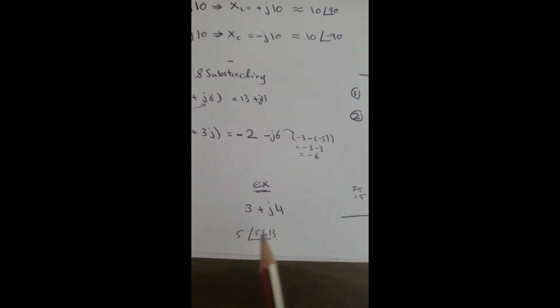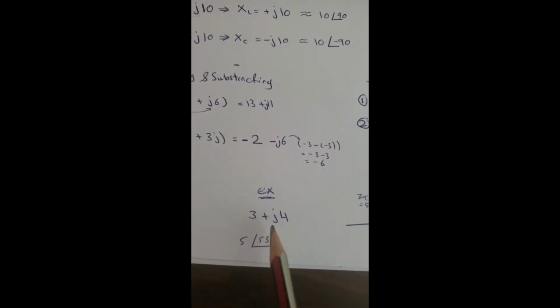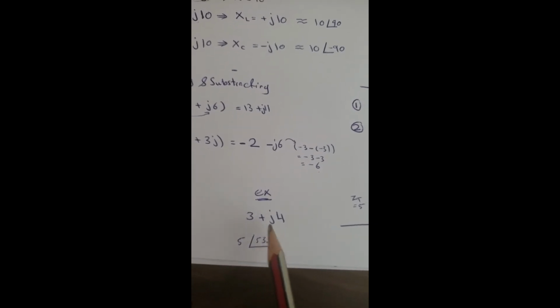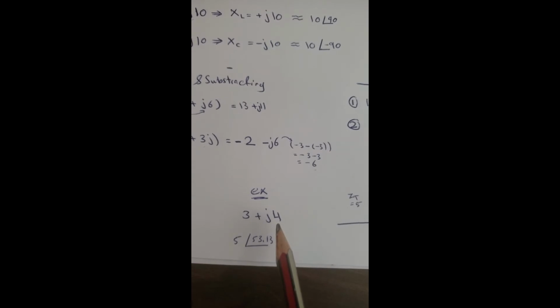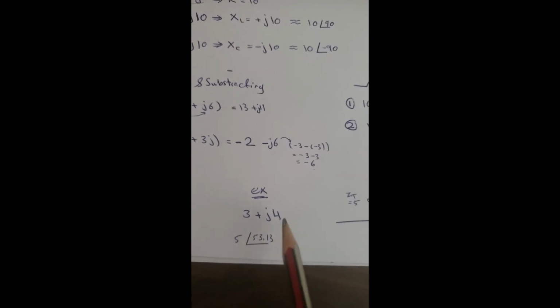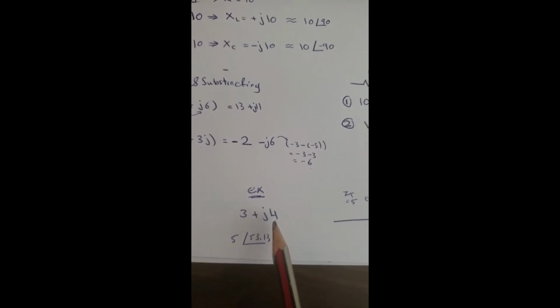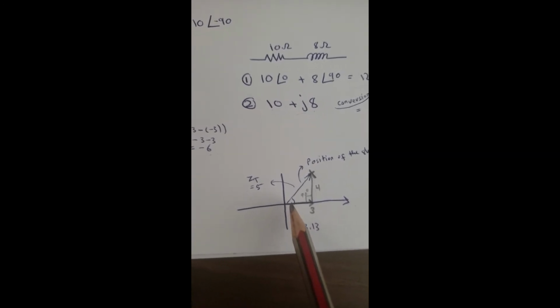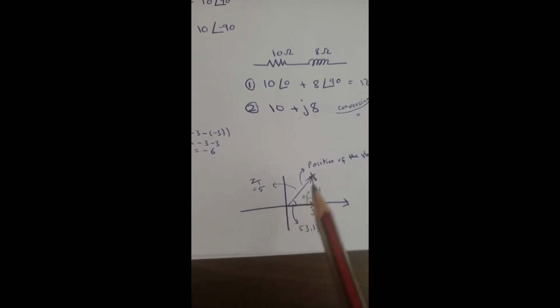Now, let's take this example, 3 plus J4. So the resistive value is 3 plus J, it's an inductor, 4, the magnitude of the inductor. So I have a resistive and inductor. The value of the resistive is 3. The value of the inductor is 4. Now, if I want to represent them in the vector representation, I cannot add them together, guys.